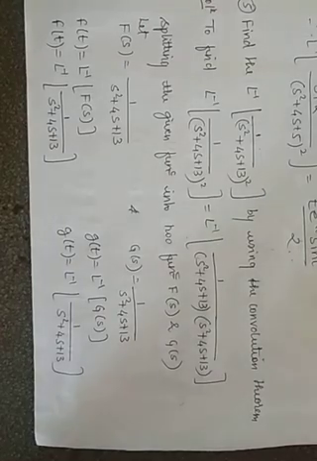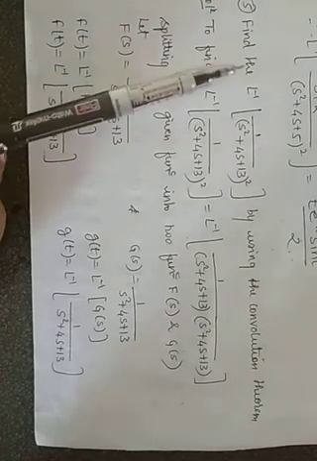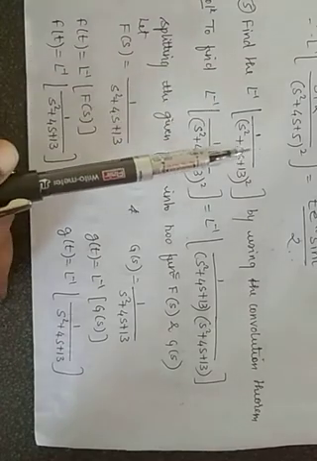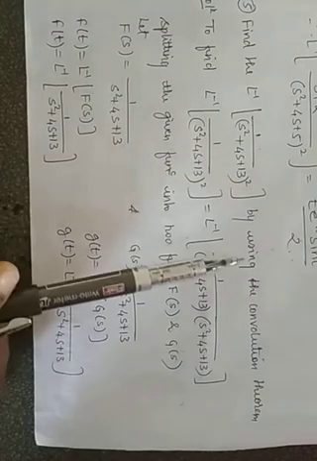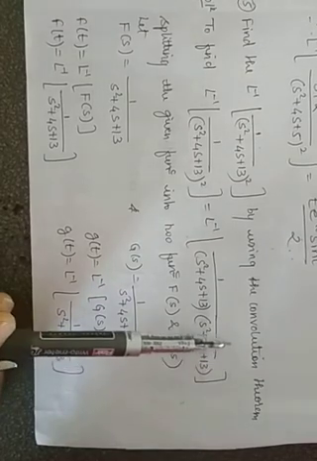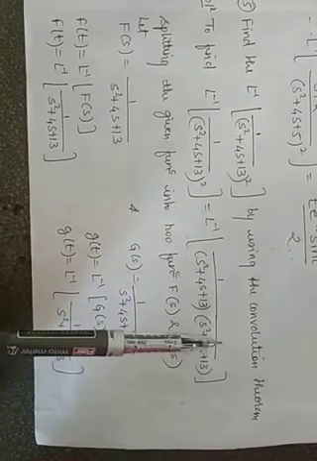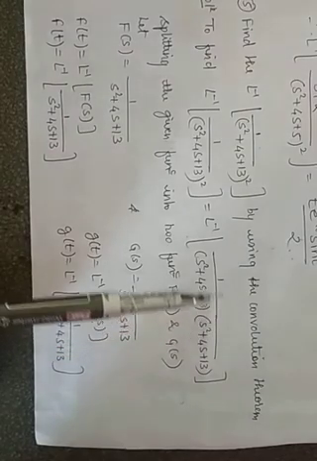Hello students, we'll start with the fifth problem in convolution theorem type 2 problem. So the question is, find the L inverse of 1 upon (s square plus 4s plus 13) the whole square by using the convolution theorem. Now convolution theorem means you are going to go with two functions. You are required to have f of s and g of s.